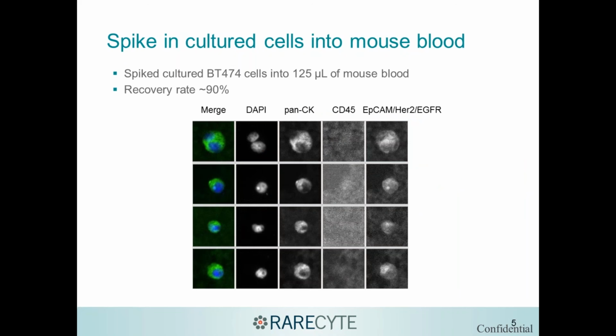Before we started testing real PDX mouse models, we tested spike-ins of cultured breast cancer BT474 cells into 125 microliters of mouse blood. Here we found our recovery rate was about 90%. And as you can see, the cells can be identified by their DAPI staining, showing that they have a nucleus, human pancytokeratin staining that identifies them as epithelial cells of human origin, and they're negative for the mouse CD45 isoform. As a 4th channel, a confirmatory channel, we pooled EpCAM, HER2, and EGFR, although some CTCs were negative for this channel and were just identified with a pancytokeratin marker.